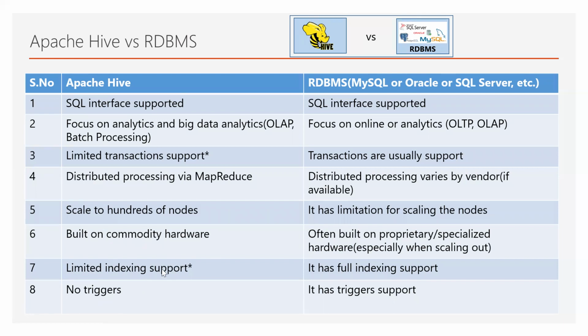Okay, so limited indexing support. In Hive we have indexing, but you need to configure a lot of things and it has limitations, and in RDBMS we have full indexing support. No triggers in Hive, whereas we have triggers in RDBMS. So these are some of the points we can use to compare Apache Hive with RDBMS. Do you have any questions on this?